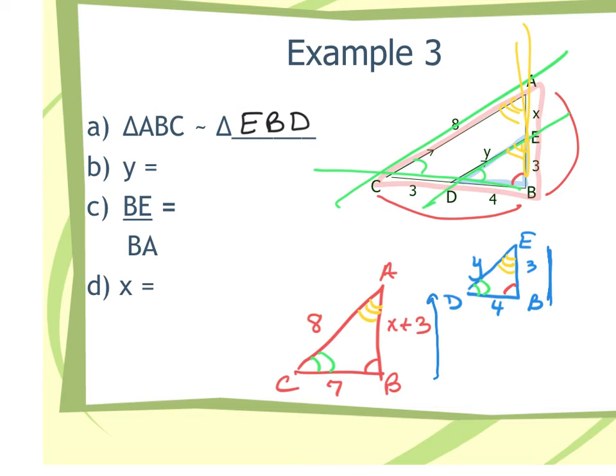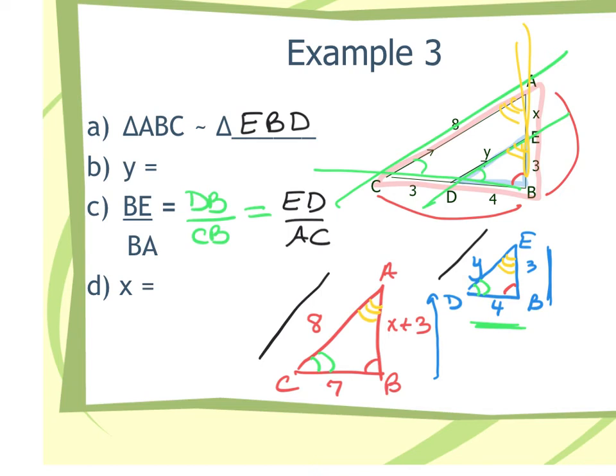And then next what I can do is state that, how about this one? The DB is going to match with CB. And then I can do the third side, this side right here, where the 8 and the Y are. And again, all of the tops of my fractions are coming from the smaller triangle. So I could do ED, and then I would do AC. So that's the statement of proportionality. Now when I go to do my proportions to find X and Y, this might be kind of helpful.